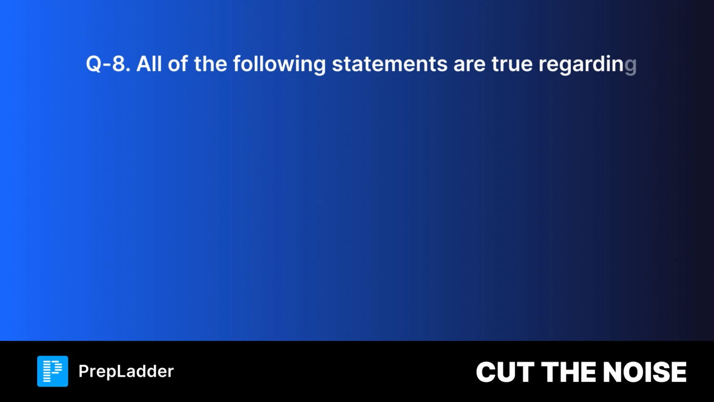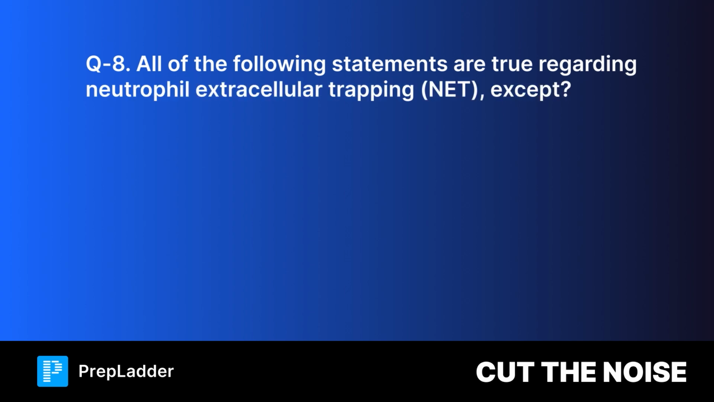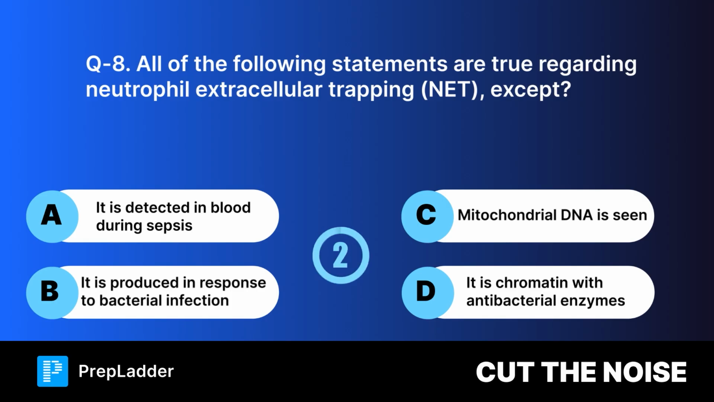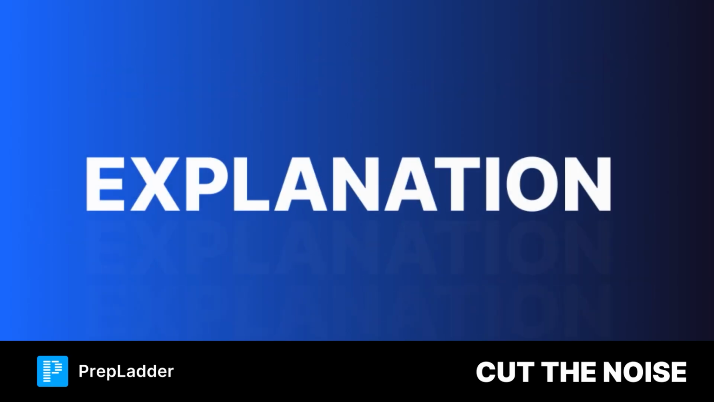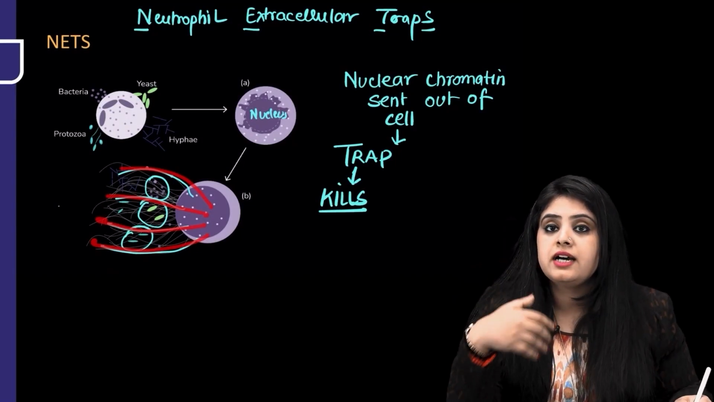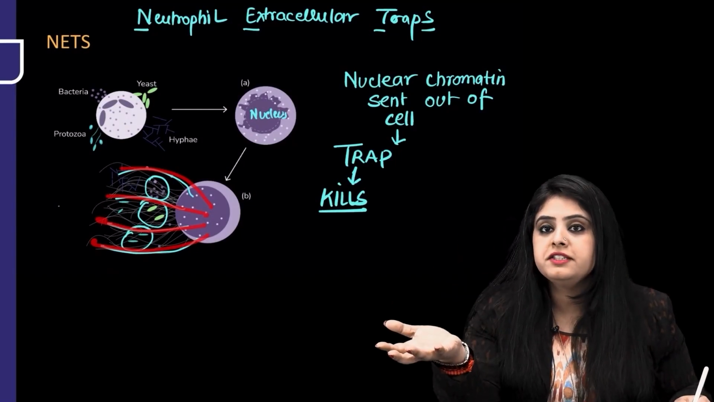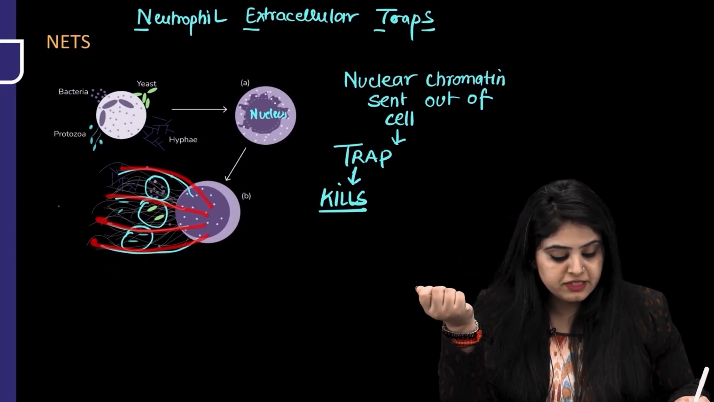Question number 8. All of the following statements are true regarding neutrophil extracellular trapping, NET, except, your options are, and the correct answer is mitochondrial DNA is seen. Here is the explanation. It has given the entire nucleus. Can someone survive without a nucleus? Can a cell survive without its nucleus?